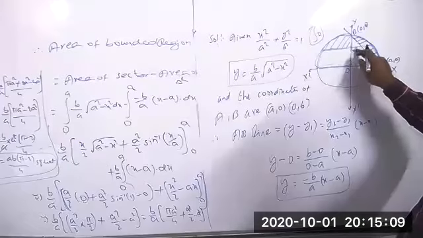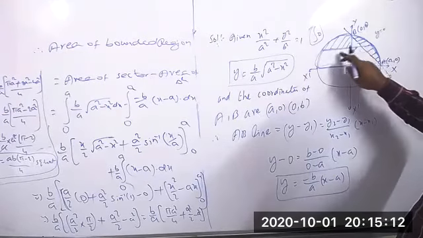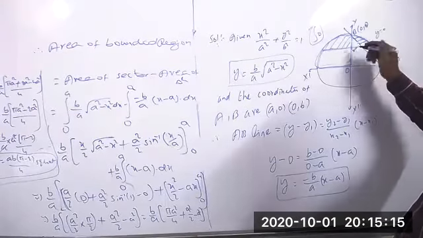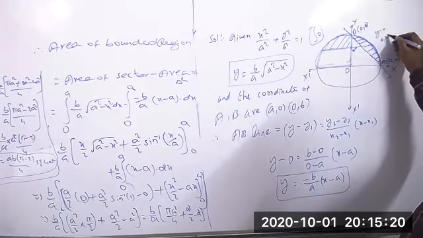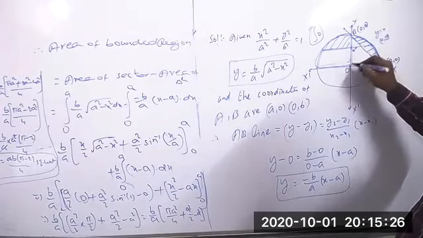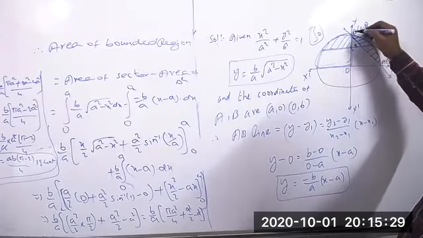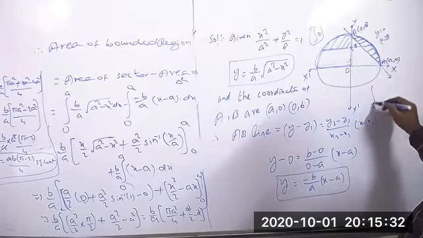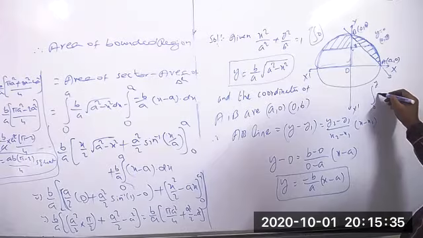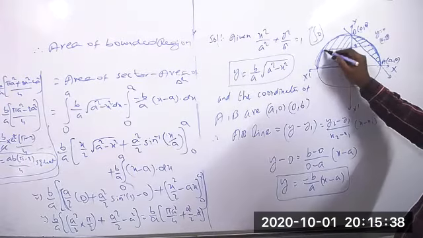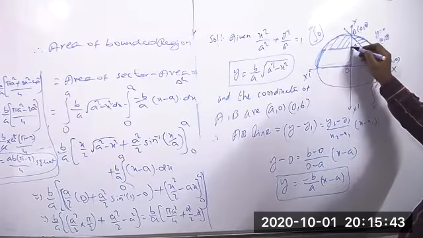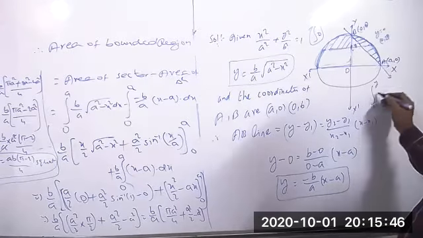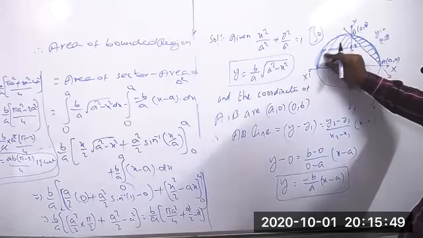Now you can find the intersection point. This is the actual line y equal to 0, and the intersection point of this one you get as 0 comma b, some point. So 0 to b you can take here. The limits will be 0 to y, from here to here, the same line. Plus the area of this one from here to here.